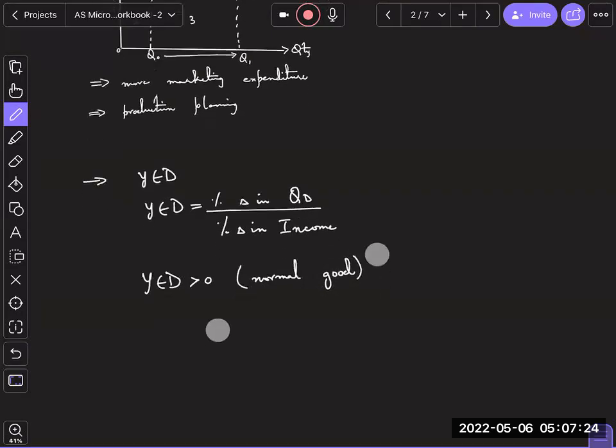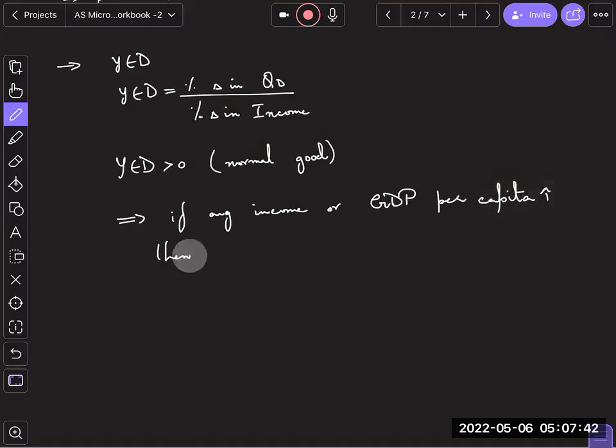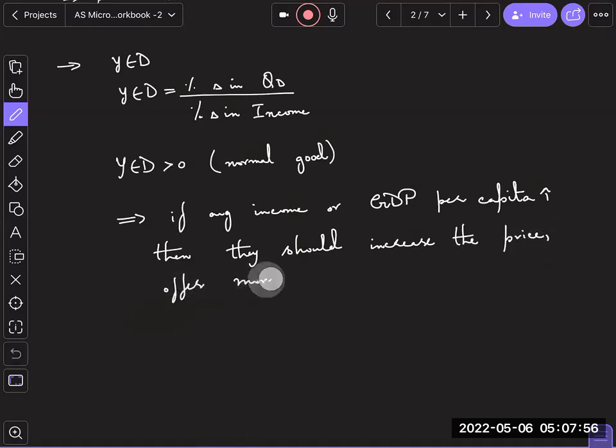And in the case of a normal good, firms should be wary of the fact that if the average income or GDP per capita of that region is going up, then they should increase the price, offer more services, and so on and so forth, so that your revenue is maximized and more tourists are attracted.